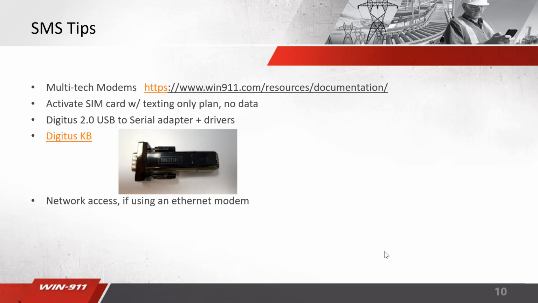Network access, obviously, if you're using that Ethernet modem, again, making sure that the machine that you are running WIN-911 on can connect to the IP address of that Ethernet modem. And that's, again, where you're going to need to get your IT team in there. If you're not super strong on the networking side, they'll be able to help you out.